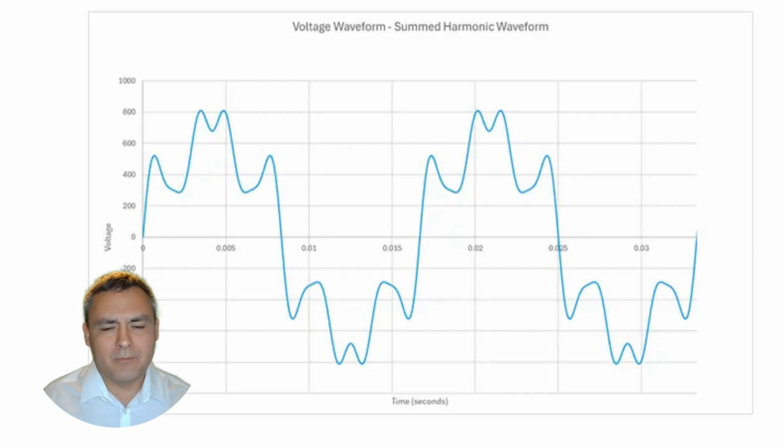volts. If we made the fifth to have 30% of the fundamental, the seventh to have 20%, and the 11th to have 10%, then that peak voltage would be 809 volts. That is a substantial voltage increase of 19.2%. The plot will look like this. Looks quite wicked, doesn't it?